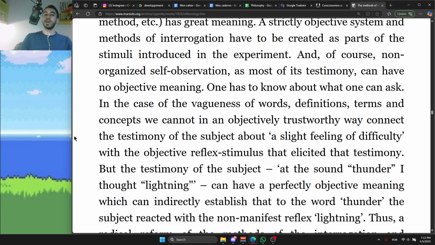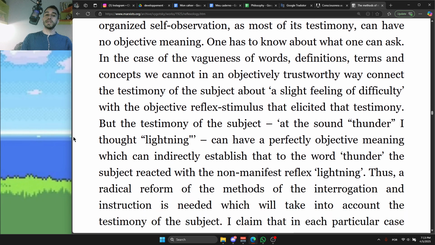One has to know about what one can ask. In the case of the vagueness of words, definitions, terms, and concepts, we cannot, in an objectively trustworthy way, connect the testimony of the subject about a slight feeling or difficulty with the objective reflex stimulus that elicited that testimony. But the testimony of the subject at the sound thunder, I thought lightning, can have a perfectly objective meaning, which can indirectly establish that to the word thunder, the subject reacted with the non-manifest reflex lightning.